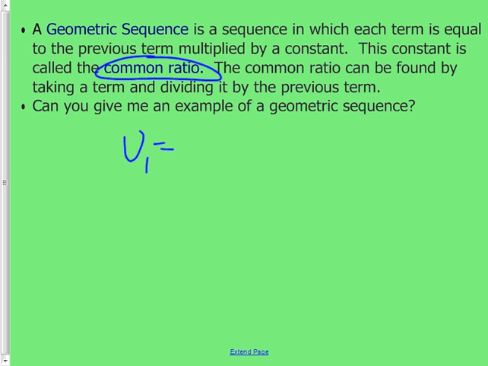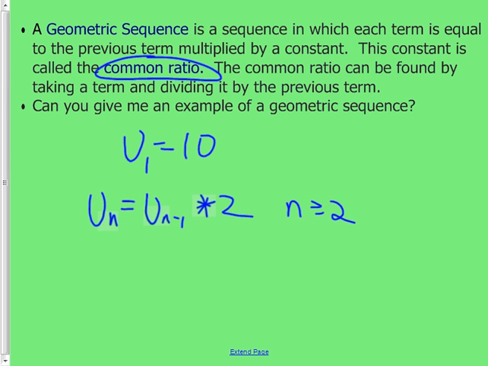I start with u sub 1 equals 10, and let's say I multiply by 2 every time. I said always, u sub n equals u sub n minus 1. And then if I'm going to multiply by 2 every time, I just say times 2. And then what do I always need at the end? The domain, n greater than or equal to 2. Do you get that I start with 10 and I multiply by 2 and I just keep going? Make sense? That's called a geometric sequence.